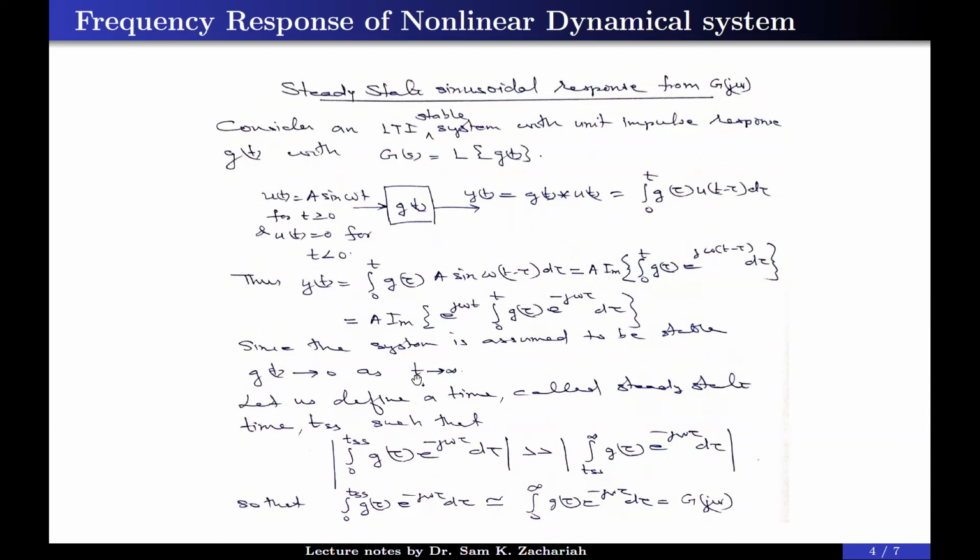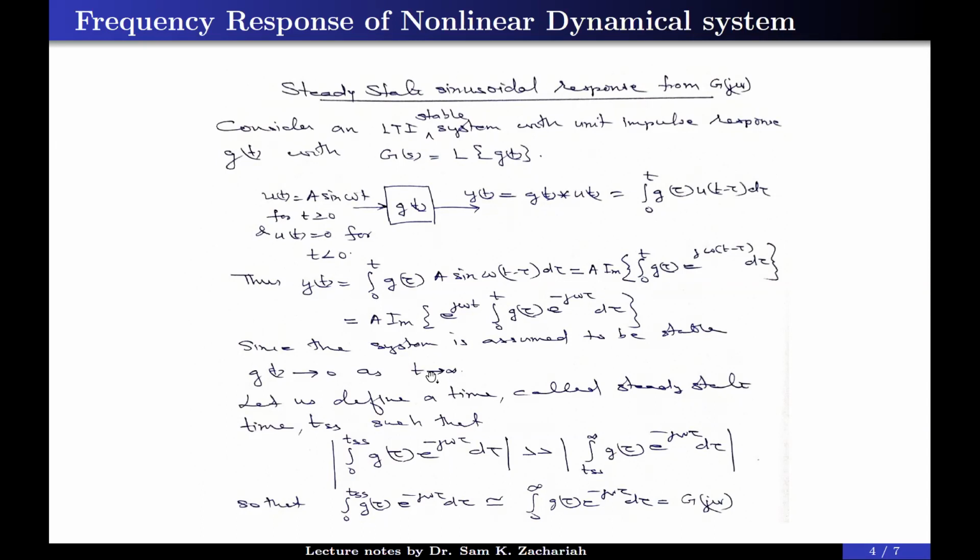Now we have assumed that the system is stable, that is, asymptotically stable from a linear system point of view. So you can say that g(t) tends to 0 as t tends to infinity. That is, if you excite the system with the unit impulse, the transients will settle down towards 0 as t tends to infinity. That is another way of defining a stable system. If you disturb it, it will come back to its original state as t tends to infinity.